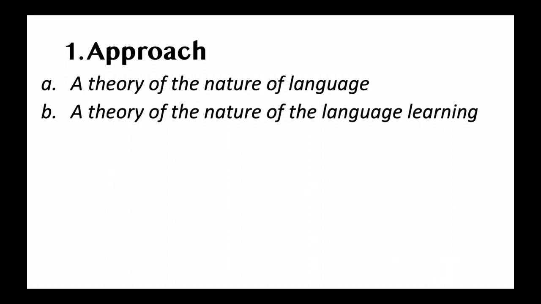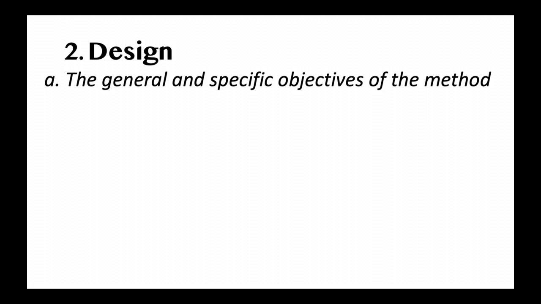All right. And then moving on to the second one, which is design. According to Richards and Rogers, design looks at the general and specific objectives of the method, like what it aims to accomplish. The second aspect it looks at is the syllabus model. When we looked at syllabus, we didn't really get into the different types of syllabus, because when we are going to teach, we have a prescriptive syllabus that we need to follow. We really don't have a say on which syllabus to choose when it comes to teaching.